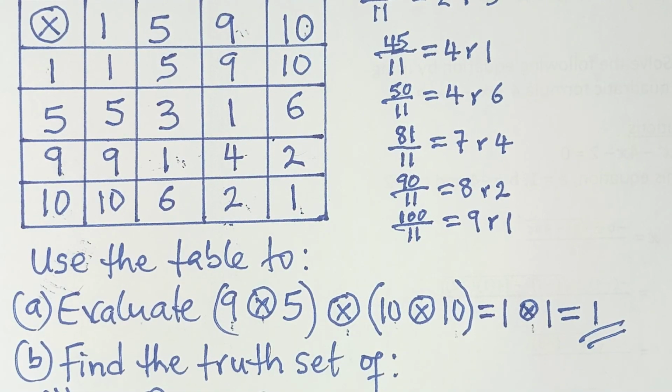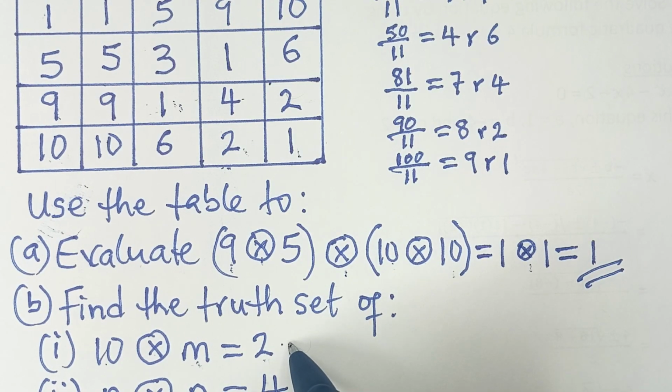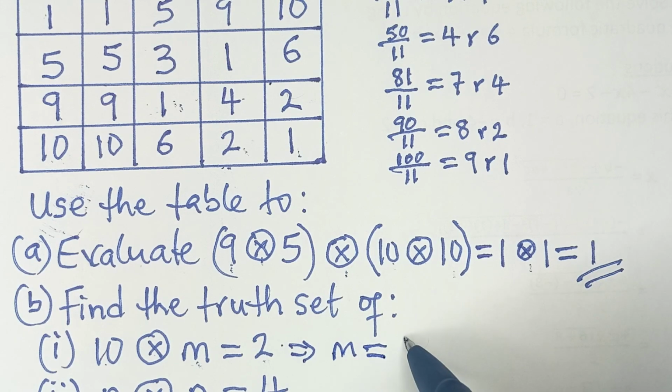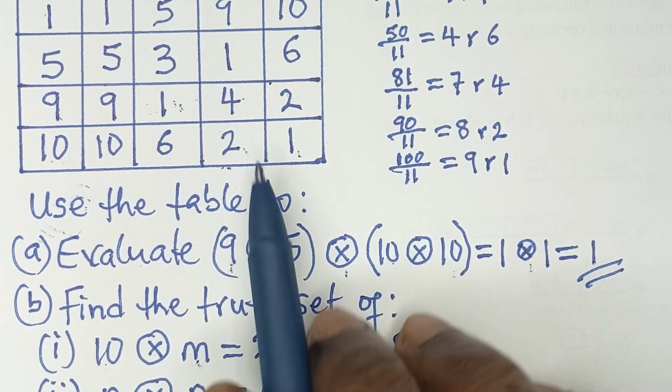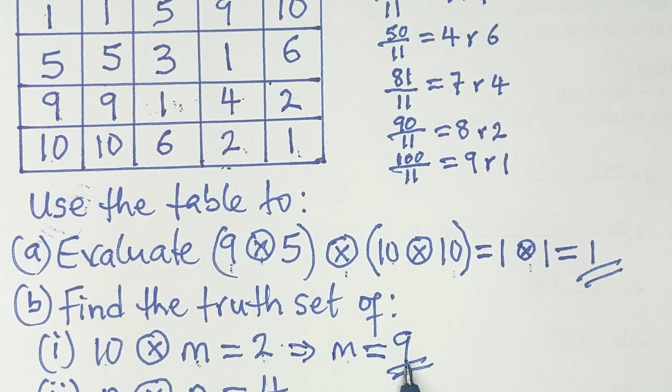So you agree that m here is equal to 9, because 10 multiplied by 9 from our table gave us the value 2. So we can conclude there: 10 multiplied by m is equal to 2. So we can conclude from there that m is equal to 9 as the answer, because from our table it is 10 multiplied by 9 that gave us 2. So m is 9.